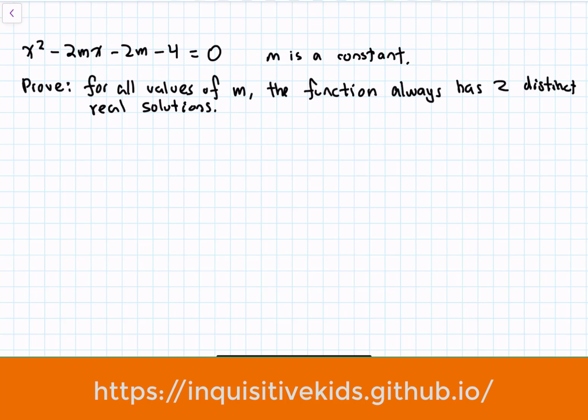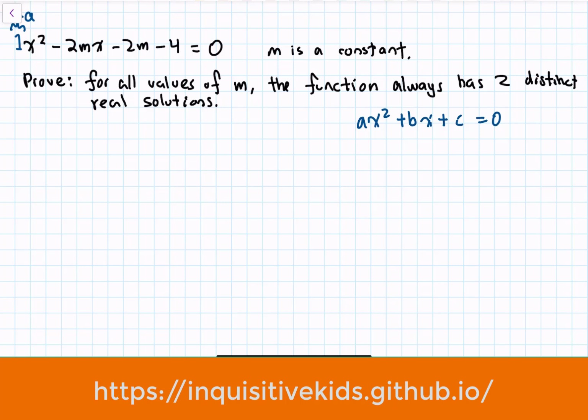We can use the discriminant to help us determine how many solutions a function has. A standard form of a quadratic equation looks something like this. Here, the a is this invisible 1. And then our b is the coefficient before x, negative 2m. And our c, because m is considered as a constant, is these last two terms.